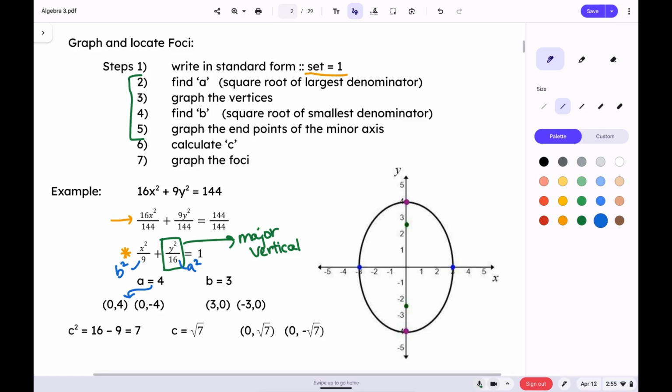And the zeros are going to be x's. So (0, 4) and (0, negative 4), you can see these on your graph here. That's this point here and this point here. These are going to be those vertex points.